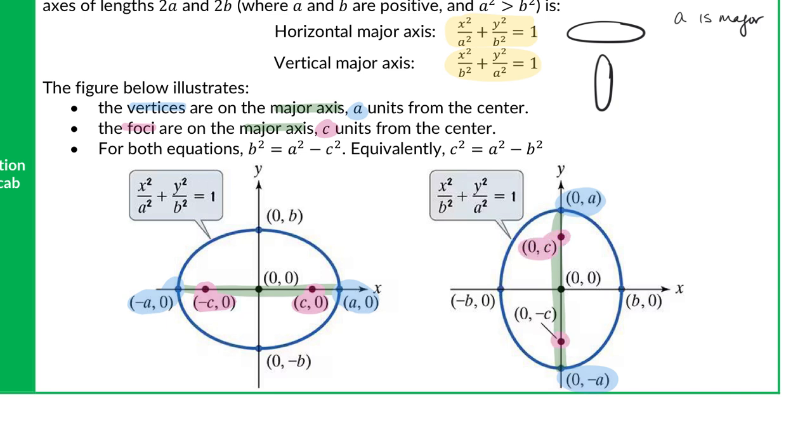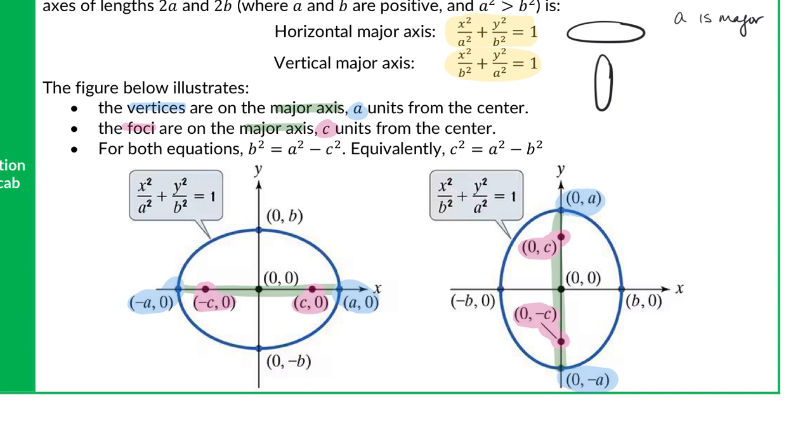So we needed to know some sort of relationship between a and b and these foci c so that we can locate the foci, which is one of the big things that we're doing when we get these formulas. It's related to Pythagorean theorem in a sense because it looks very similar, but it is not Pythagorean theorem.